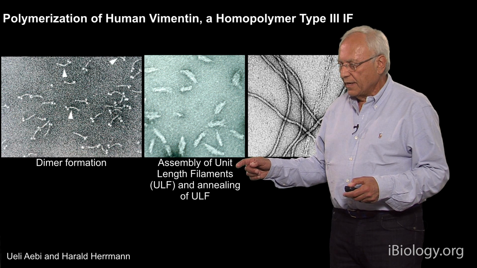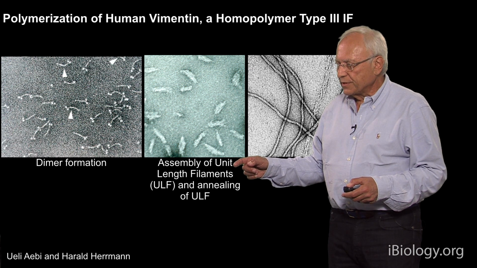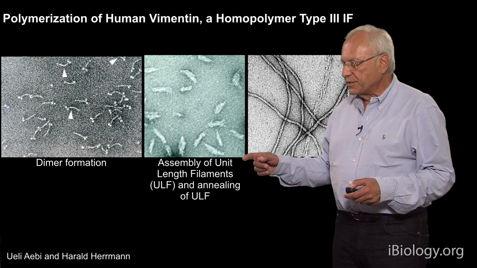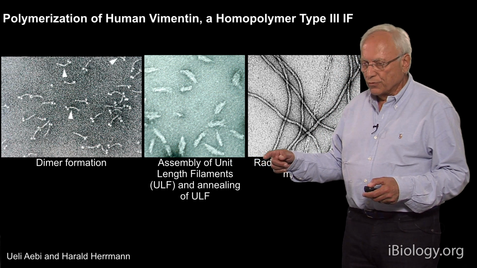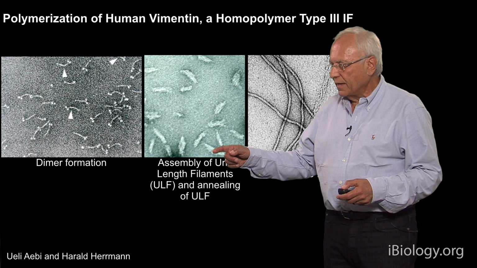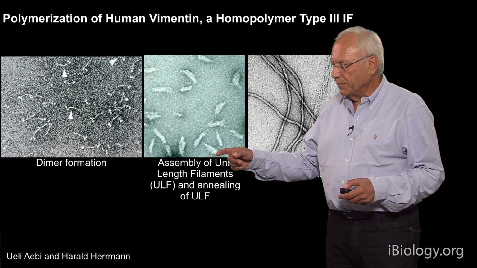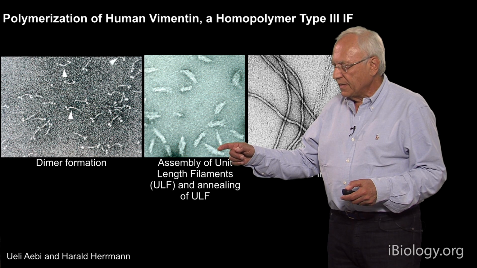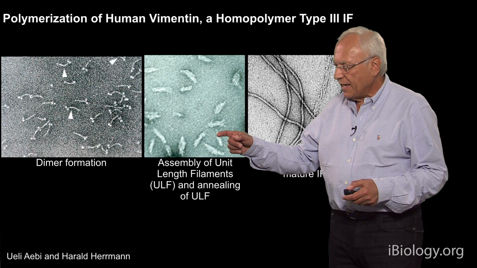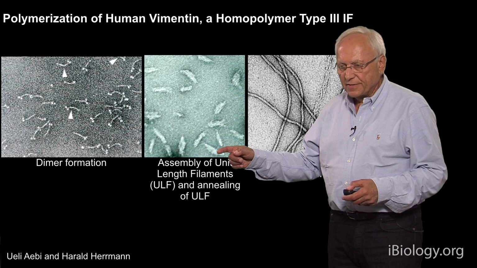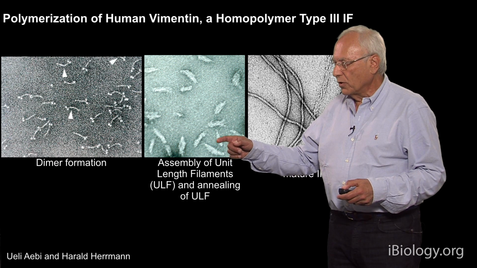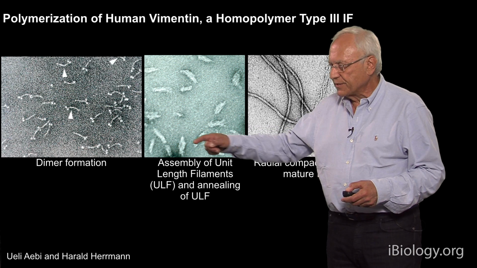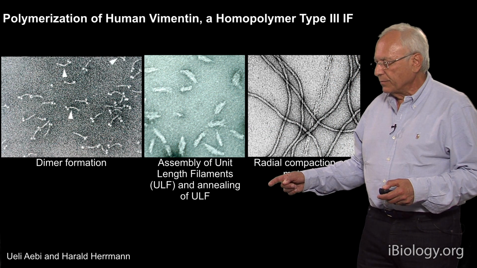These are actually dimers which interact with each other, and there are 8 of them. So there are 16 dimers which form a 32 protein chain unit length filament. And these unit length filaments, which are approximately 50 nanometers in length, actually interact with each other in tandem to make longer and longer filaments. There are 2 interacting at the lower left side of this slide during the assembly process.